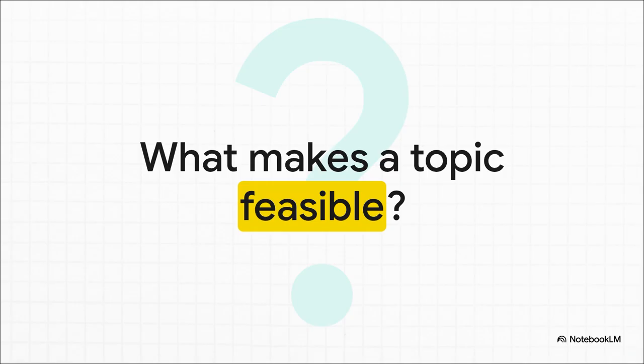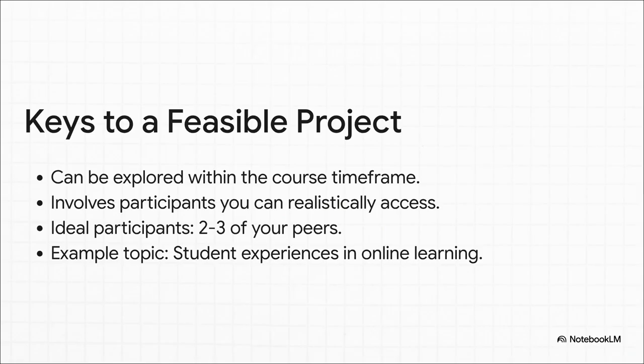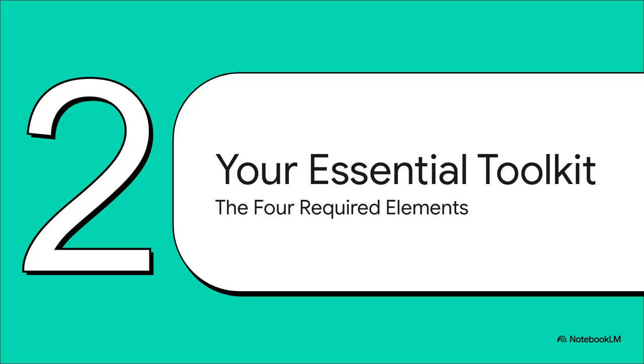So this brings us to a really key question for your research. What makes a topic feasible? How do you pick an adventure you can actually complete? A feasible project pretty much boils down to one key thing: access. Yeah, it needs to fit the time frame of the course, but the real question you have to ask yourself is, can you realistically connect with your participants? That's why starting with 2 or 3 of your peers is such golden advice. A topic like, say, student experiences in online learning is perfect because your participants are right there, in your own community.